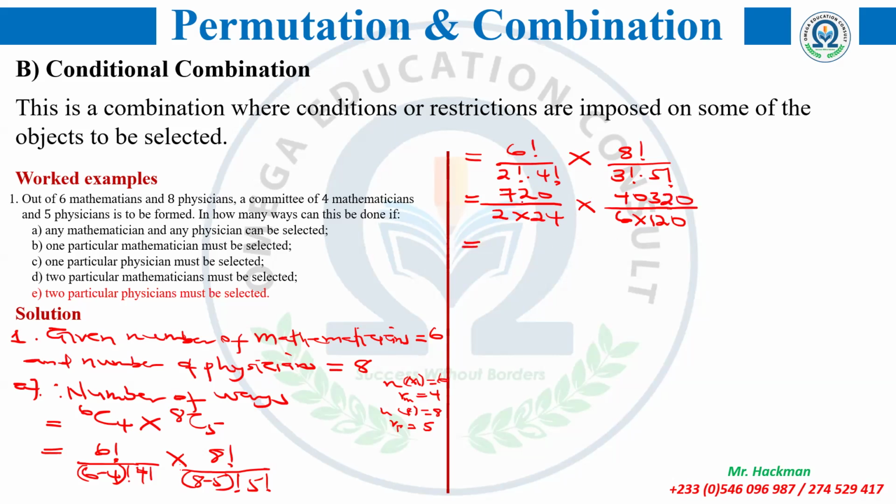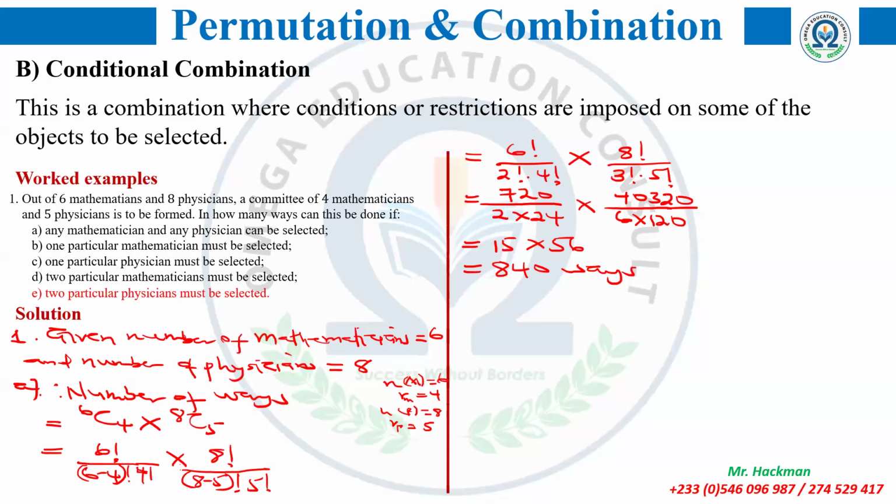So at this point, your calculator for this value. And so I'm waiting. 15. 15 here, then times 56. Okay, 56. Which will give us 840. 840 ways.